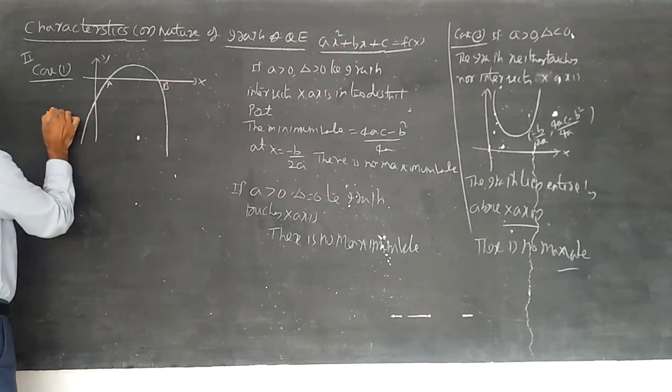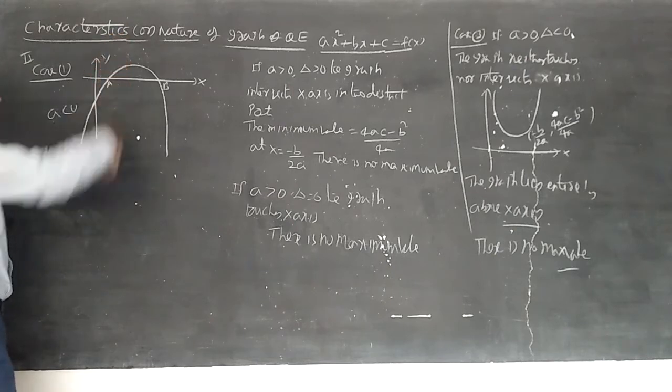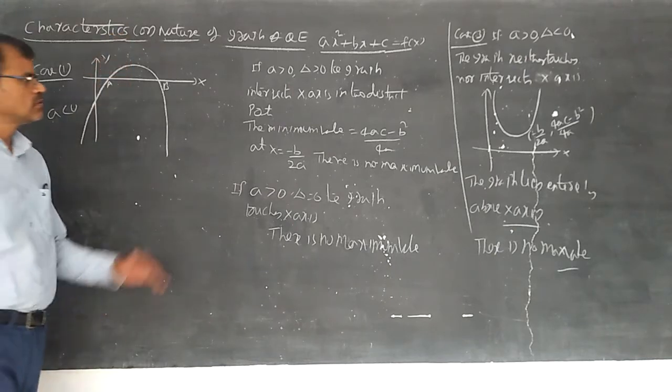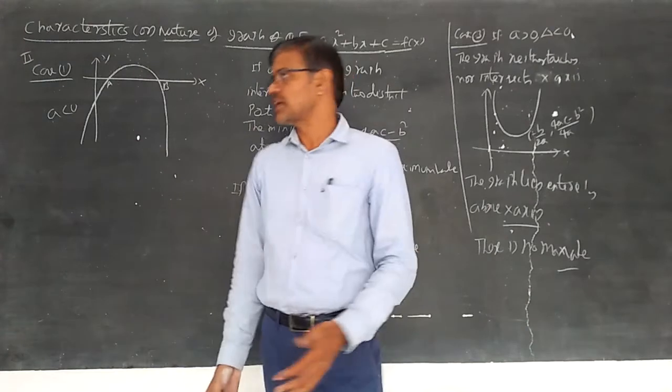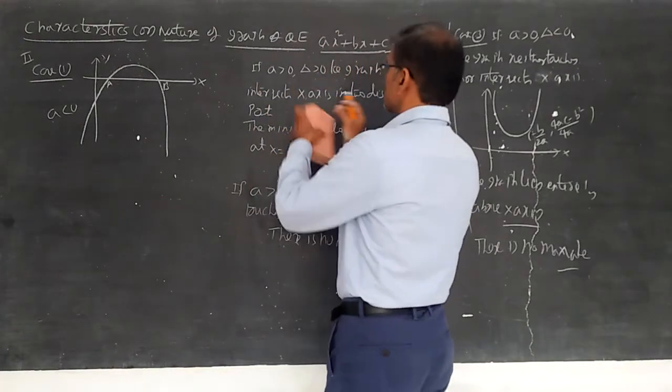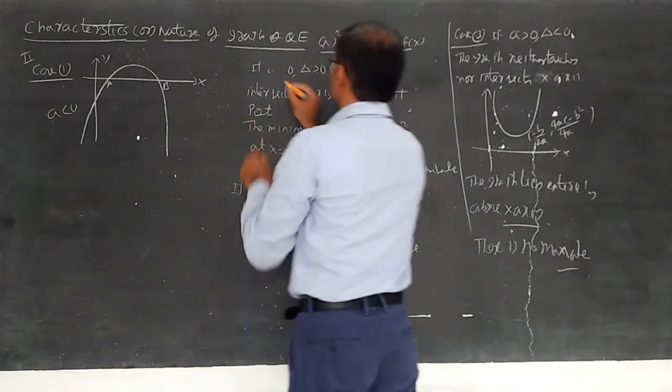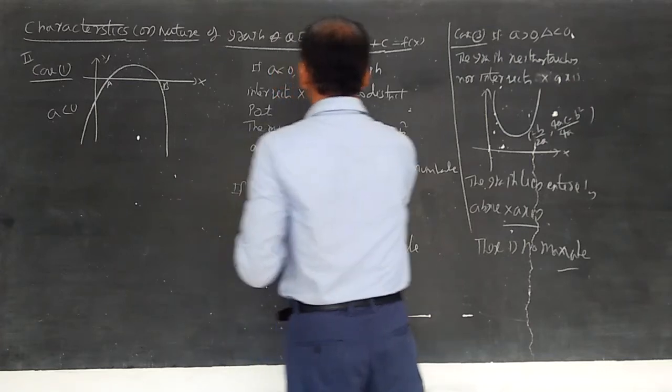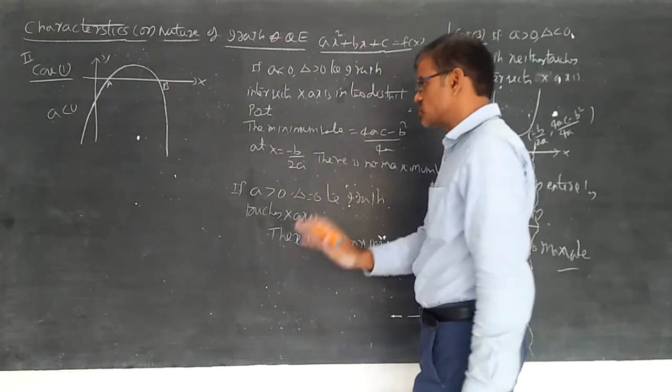What is happening? This is the a less than 0 concept. a less than 0 means negative, so the graph will be on the negative side. So you can write here: if a less than 0, delta greater than 0, the graph intersects the x-axis at two distinct points. It's okay.